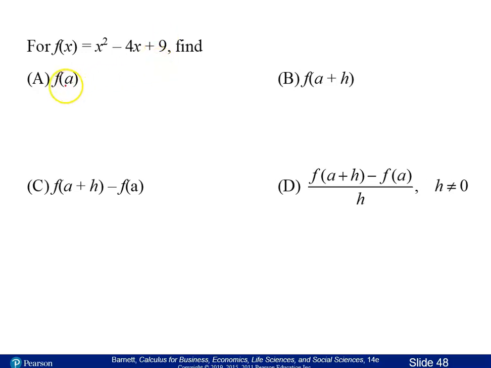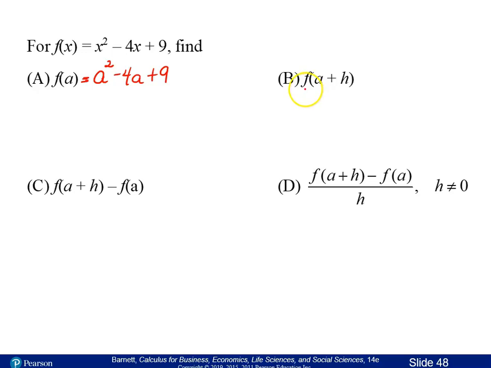Okay, so on this one, if you look at it, this notation, it's really important to understand what notation is saying to do. So this is saying go to the f function and replace the x's with an a, okay? So if I do that, I'm going to have an a squared, a minus 4a, and a plus 9. That's all that's telling me to do. Okay, so don't make it harder than it has to be.